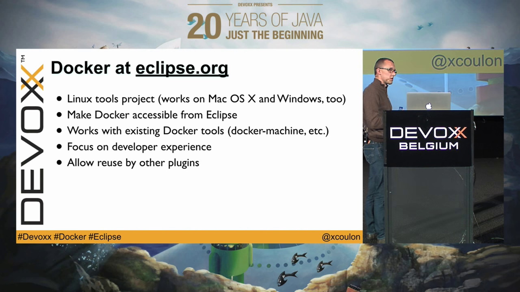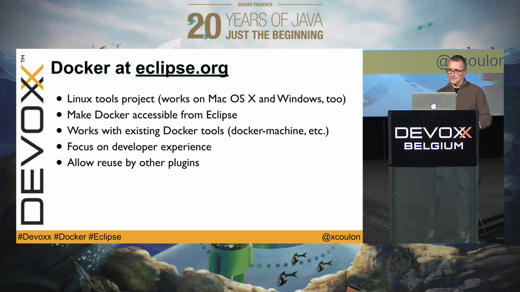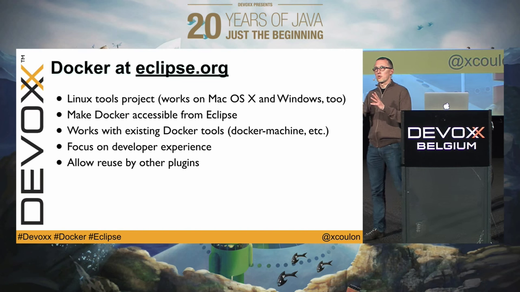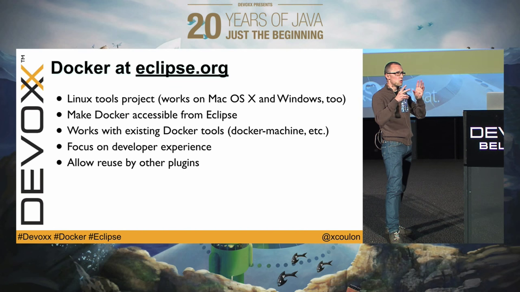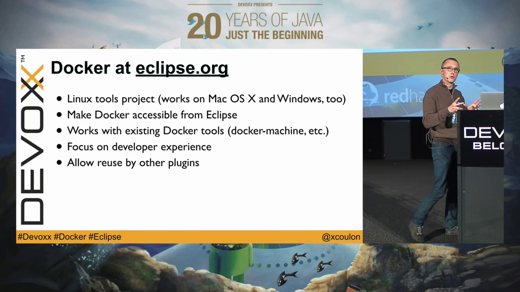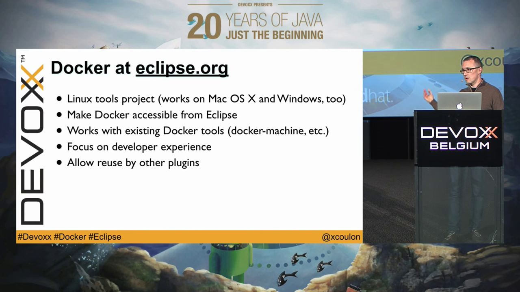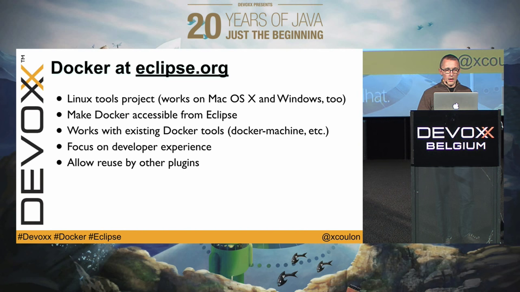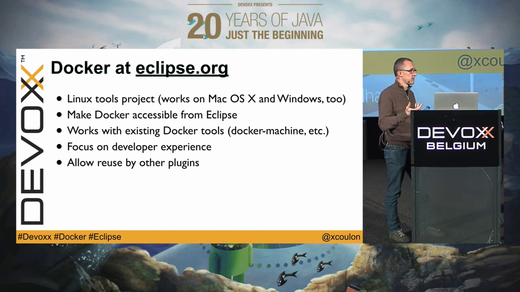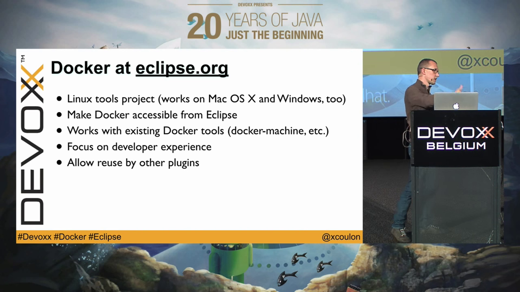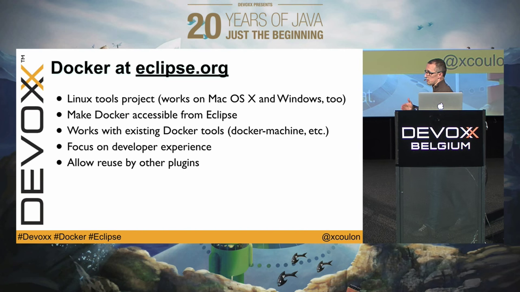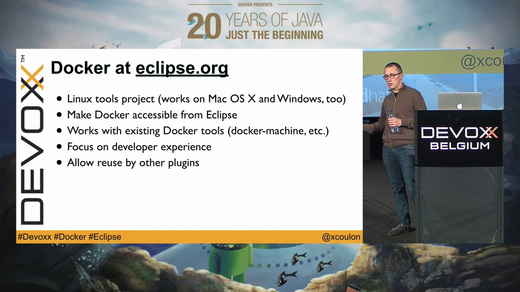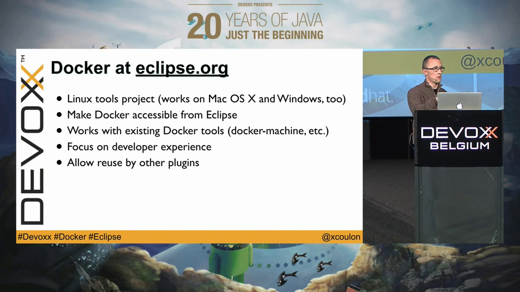The idea also is to work with existing tooling, so Docker itself, of course, but also Docker Machine, mainly. This Docker tooling does not provide all the wizards that cover all commands and all switches that you may have from the command line, but it's really focused on developer experience. And we'll see what we can do with it. The aim is also to be reused by other plugins. So for example, at JBoss Tools, there is a team working on OpenShift tooling. OpenShift V3 is heavily based on Docker and Kubernetes, and so they're reusing some of this tooling for the OpenShift tooling.